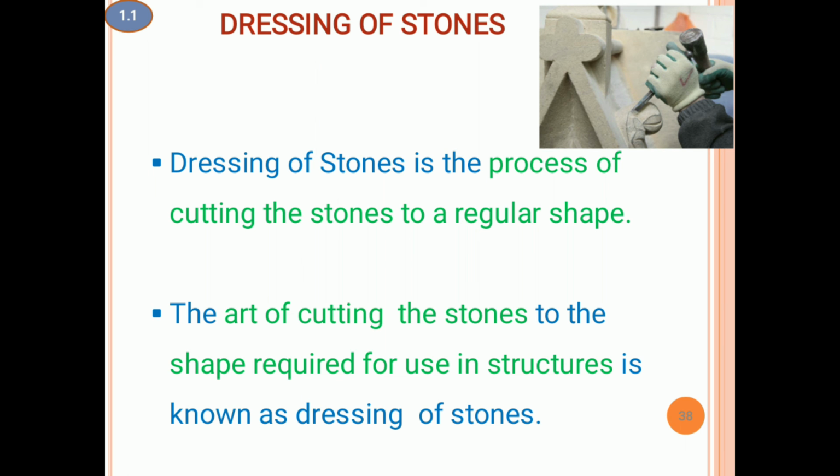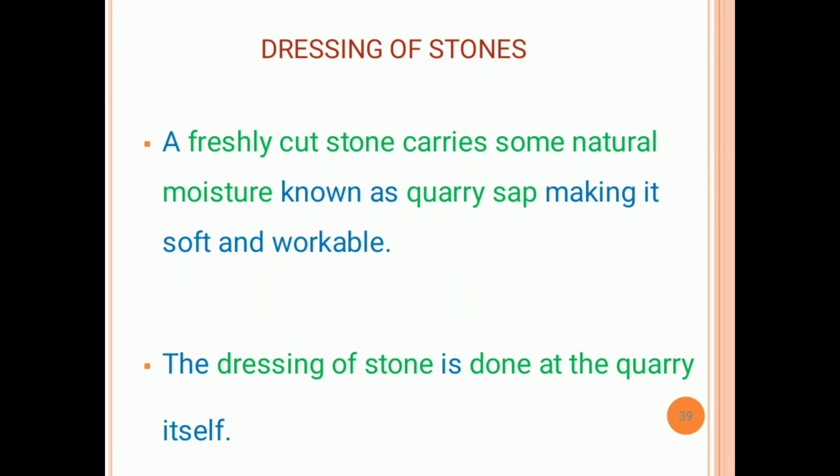Next comes the dressing of stones. What is called dressing of stones? It's nothing but the process of cutting the stone to regular shape by using chipping tools or other materials. Otherwise, the art of cutting stones to a shape required for use in a structure is known as the dressing of the stone. This is the common word used for cutting a stone into desired shape and size, and so it's naturally called the dressing of stones.